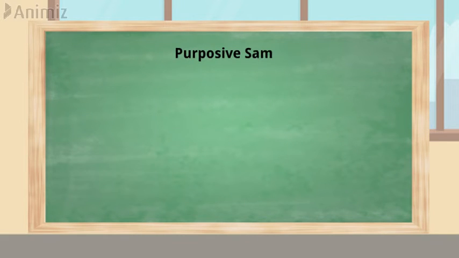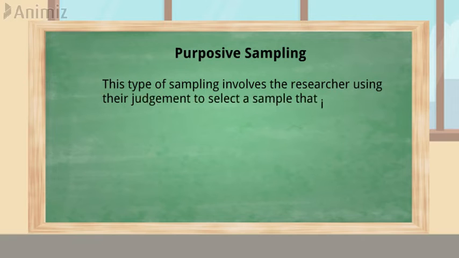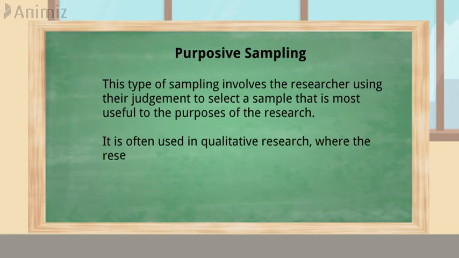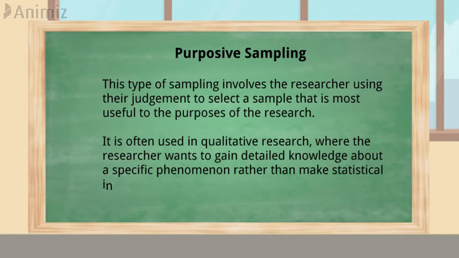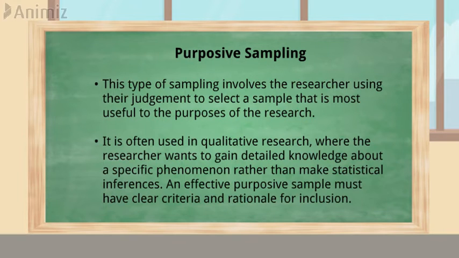Purposive sampling. This type of sampling involves the researcher using their judgment to select a sample that is most useful to the purposes of the research. It is often used in qualitative research where the researcher wants to gain detailed knowledge about a specific phenomenon rather than make statistical inferences. An effective purposive sample must have clear criteria and rationale for inclusion.